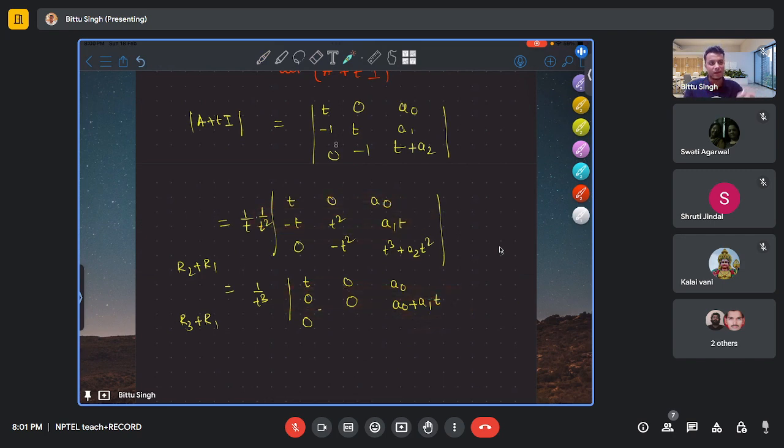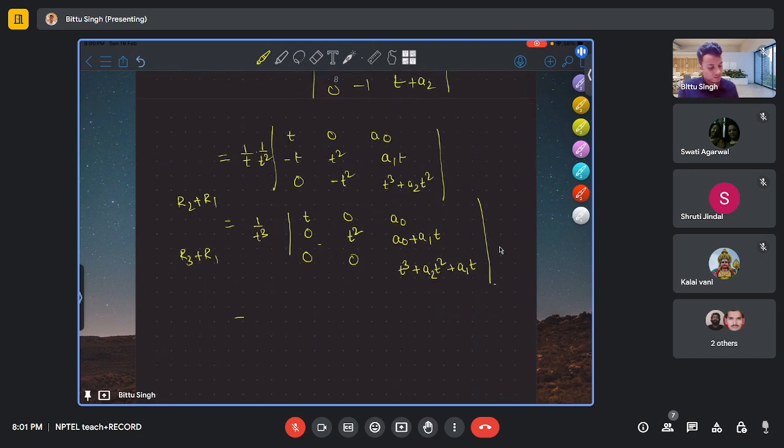Instead of doing in another step, we are doing together. Okay, then this will give 0 0, and sorry, there is a t square here. So 0 0, and this is same as t cube plus a2t square, and there is another a1t.